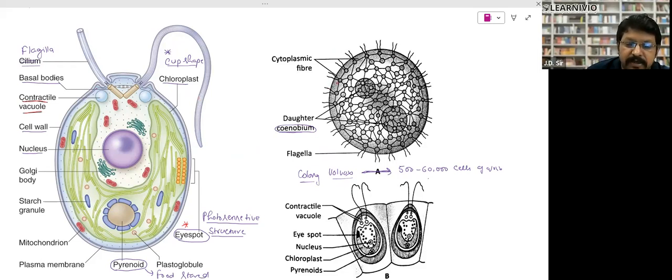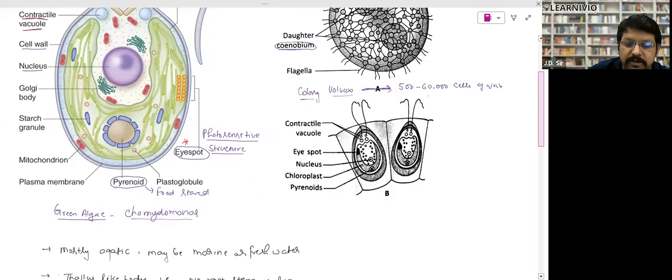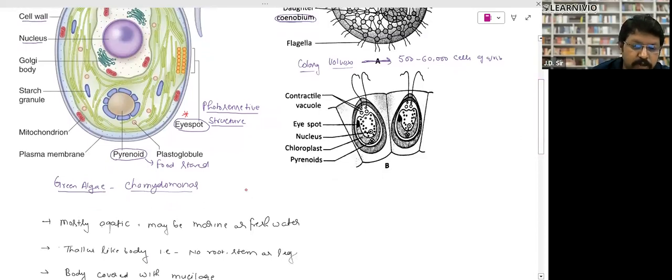So another structure. This is another diagram of the green algae. This is Chlamydomonas, a unicellular algae. Let me write it down: Chlamydomonas, unicellular algae. There is one more example.